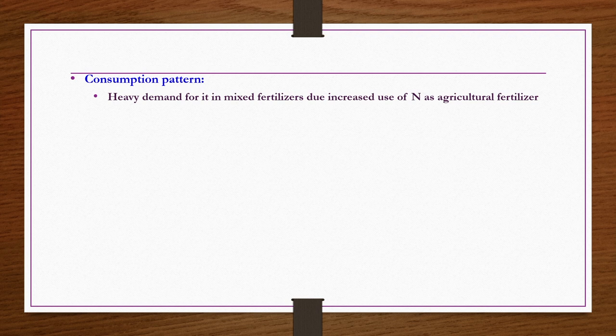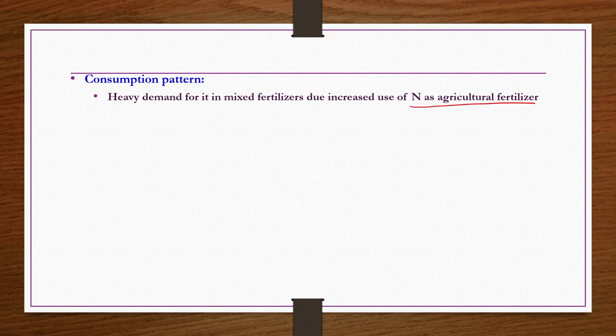Coming to the consumption pattern, there is heavy demand for it in mixed fertilizers due to increased use of N as agricultural fertilizer. This we have been seeing in the last 2 to 3 classes: high nutrient and high nitrogen fertilizers are the demand of the agriculture industry. So many manufacturers are producing nitrogen or mixed chemical fertilizers where N is in higher proportions. Right. So that is what we have seen.